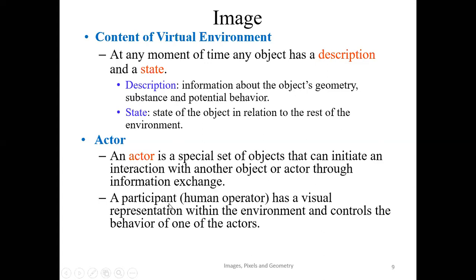And then there can be a participant, a human operator that has a visual representation within the environment or controls the behavior of one of the actors. So there are many ways we can define actors and environments. But in short, whenever we are defining this virtual environment, there are a lot of parameters and a lot of objects that you need to control, and all of these objects will have their own characteristics that you need to define. That's why it becomes very difficult. Just think of a simple racing game. Your car is racing through the road.